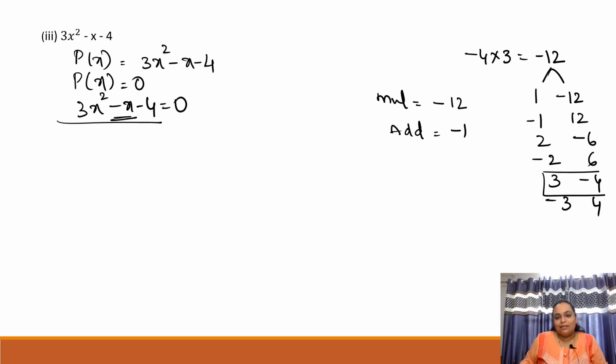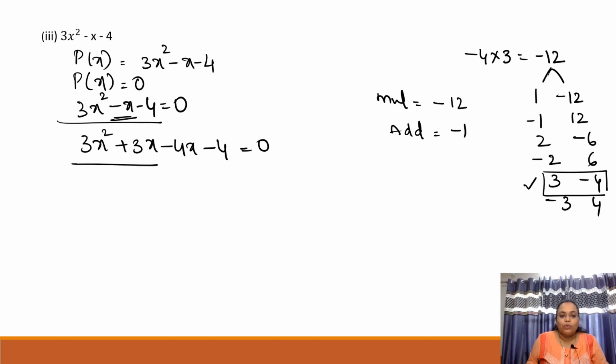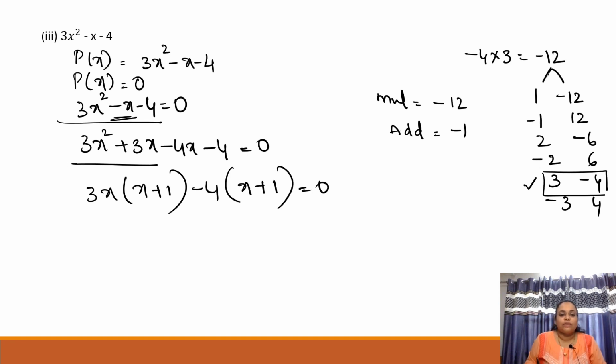So I'll take this combination. Okay, now let us split the middle term. 3x square plus 3x minus 4x minus 4 is equals to 0. So from the first two terms, let me take 3x common, x plus 1, and from the next two terms I'll take minus 4 common, which is x plus 1 is equals to 0. X plus 1 and x plus 1 are common. 3x minus 4 is remaining, which is equals to 0.